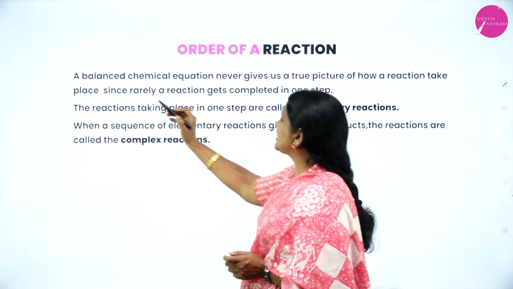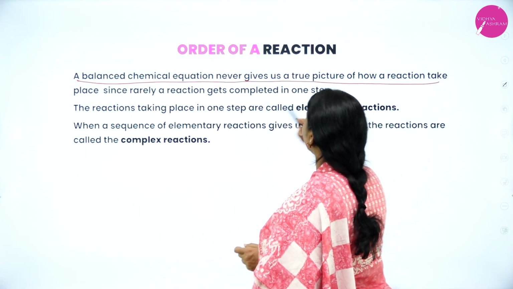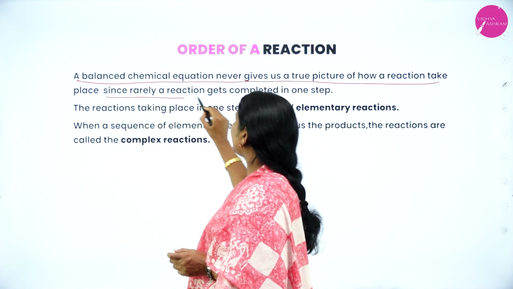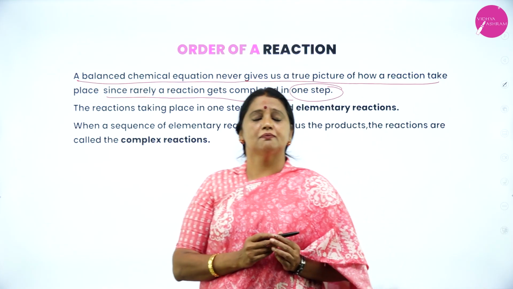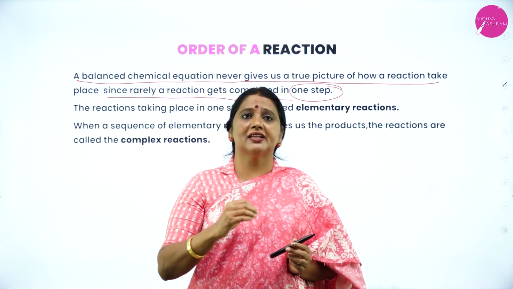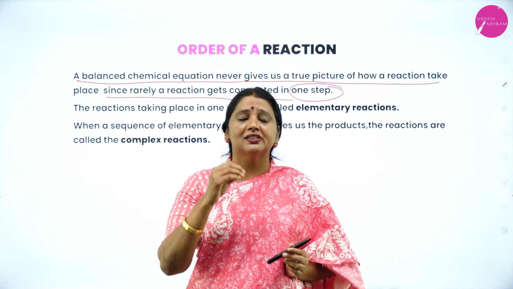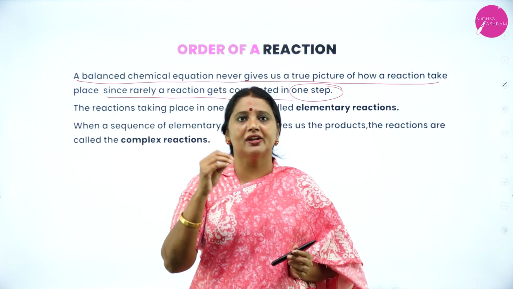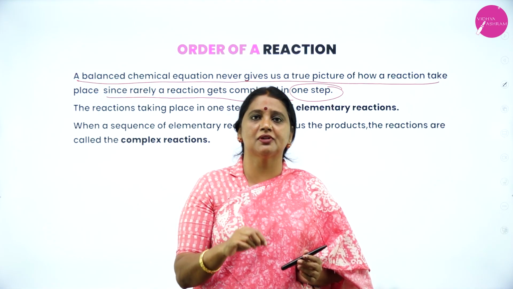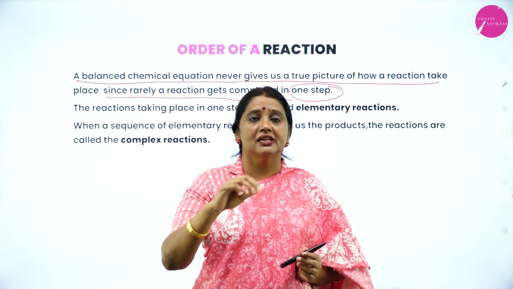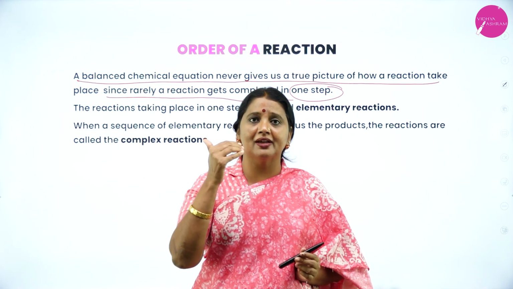A balanced chemical equation never gives us a true picture of how a reaction takes place, since rarely a reaction gets completed in one step. My dear students, you may be thinking that all chemical reactions which take place in this universe take place in a single step. For example, in organic chemistry, first PUC hydrocarbon chapter, chlorination of methane. Does chlorination of methane take place in one step? No, it takes place in 4 steps.